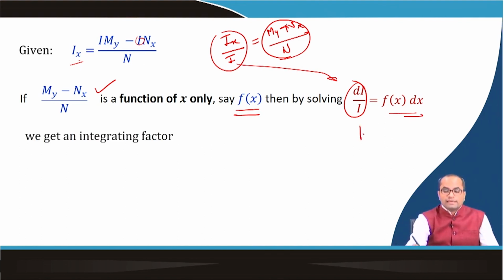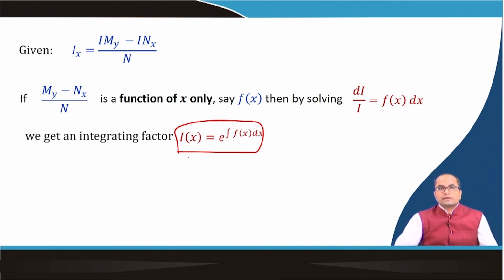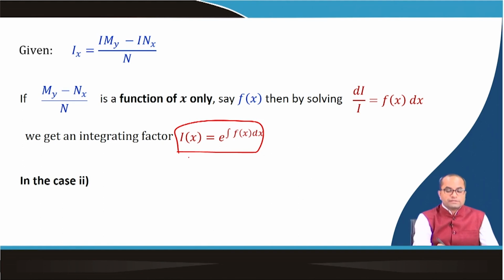So, here ln I is equal to the integral of f(x) dx, and then I will be the exponential of that integral of f(x) dx. So, by solving this we will get I as e to the power of the integral of f(x) dx, our integrating factor, which is a function of x alone.